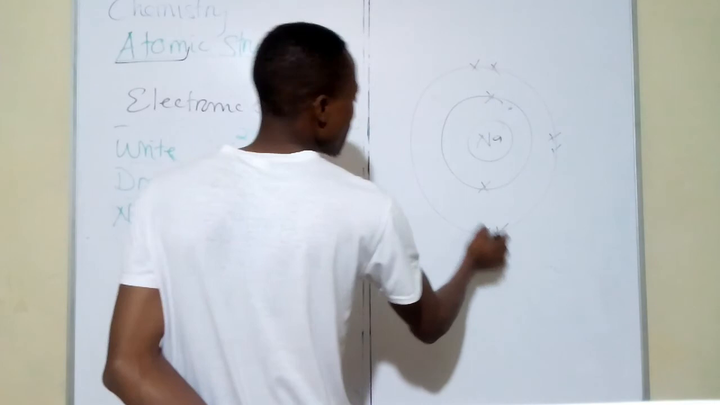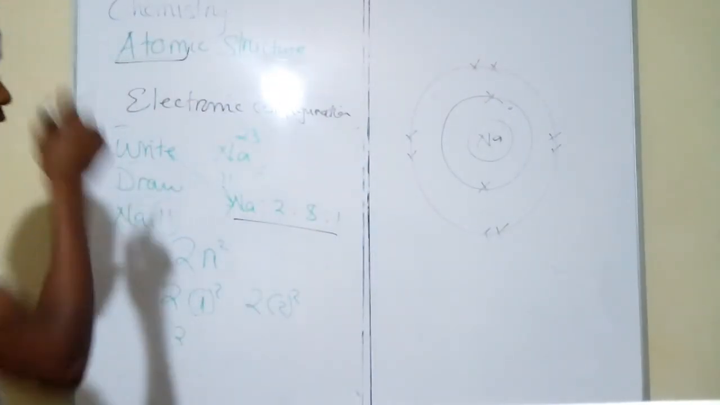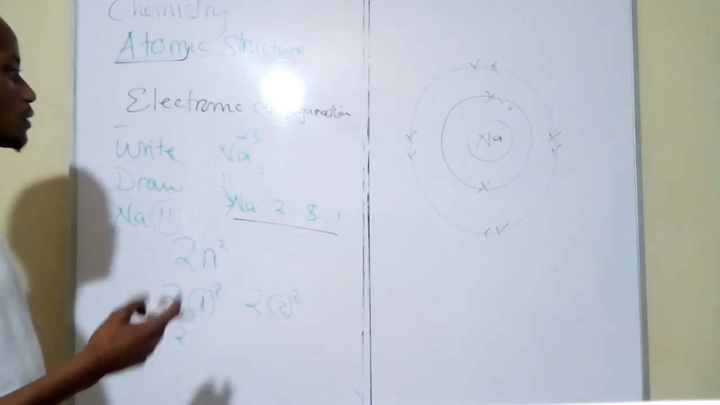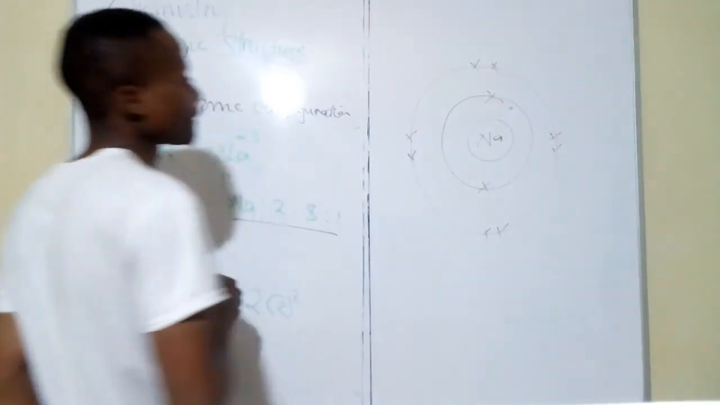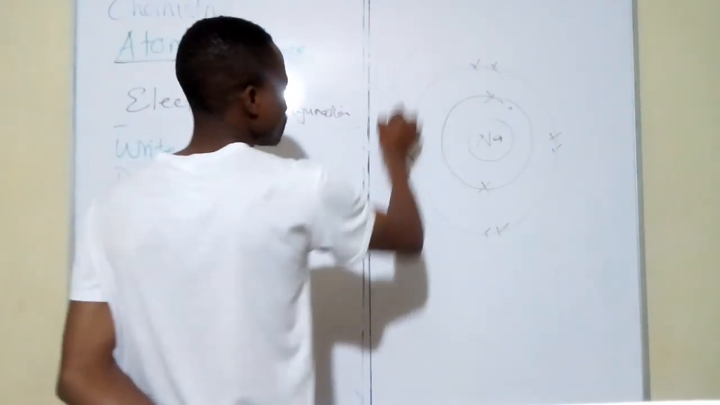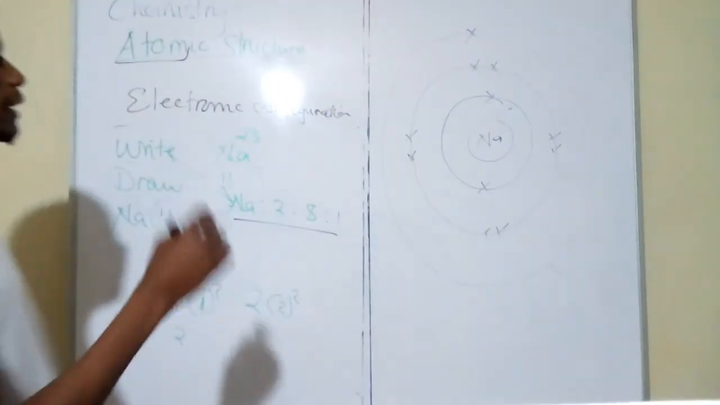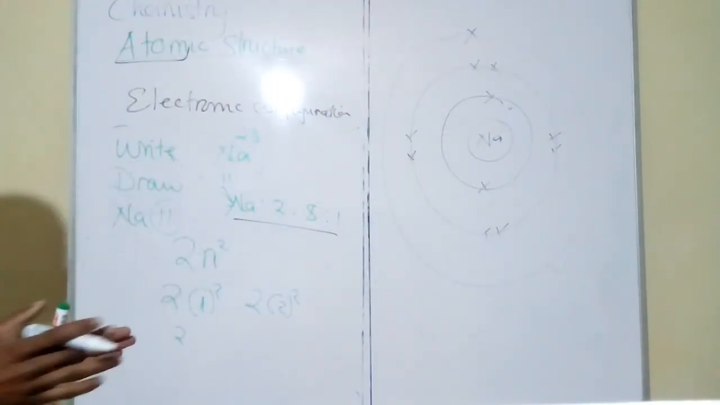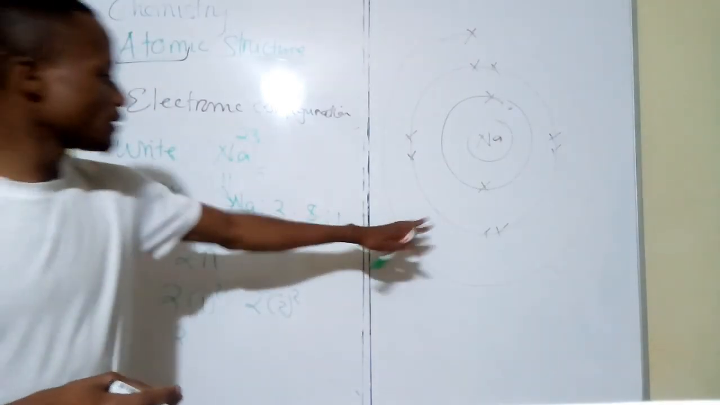Electrons occur in pairs, if you look at the principles which are used to determine this. Then the last shell, we have one electron. So that is the electronic configuration of the sodium atom. If you write it, it looks like that. If you draw it, it looks like that.